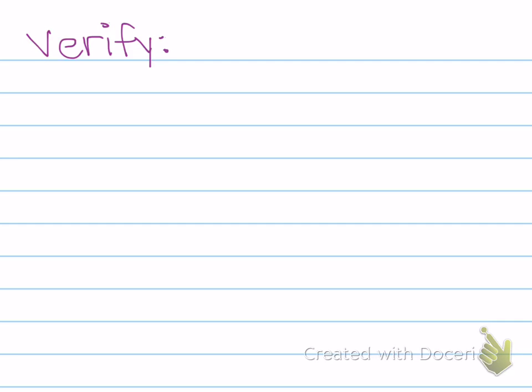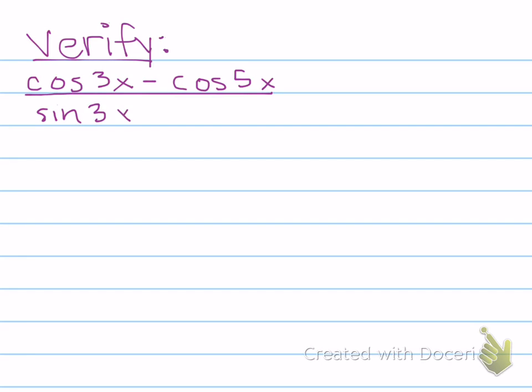So the problem is cosine of 3x minus cosine of 5x all over sine of 3x plus sine of 5x. And you're trying to prove that this is all equal to tangent of x. So the way we go about this is we're going to use our sum to product formulas.